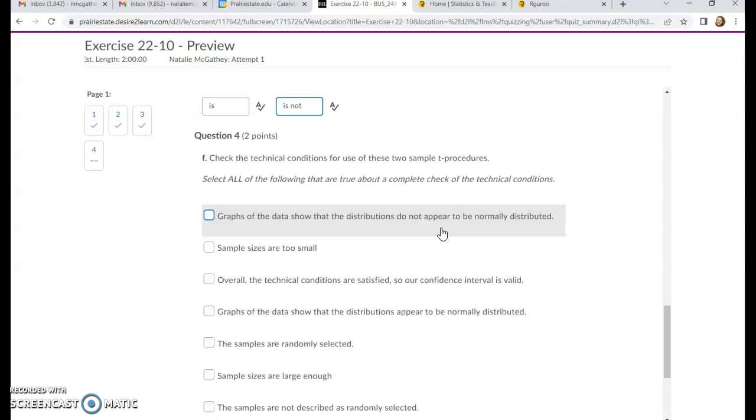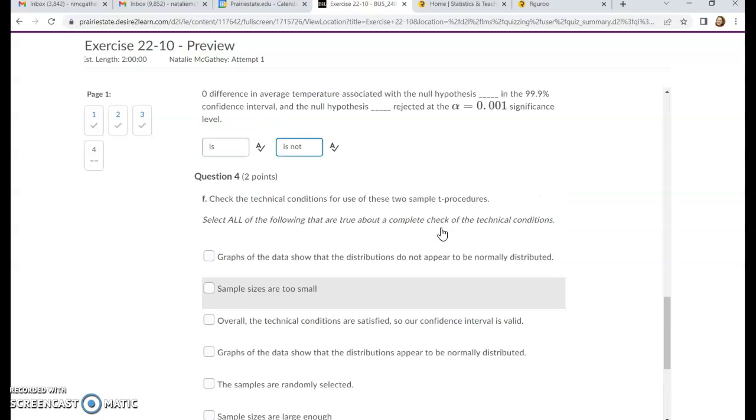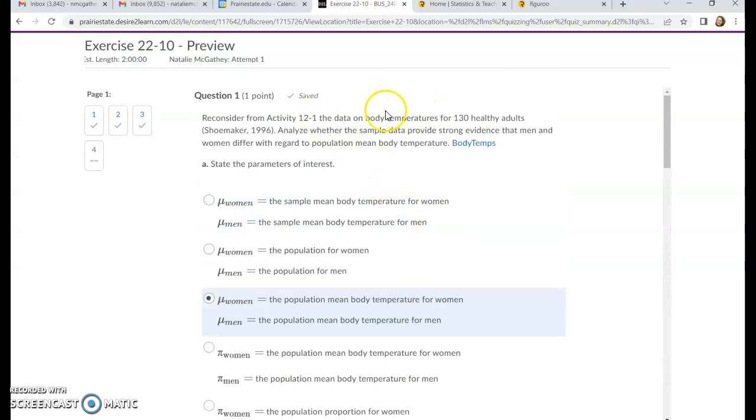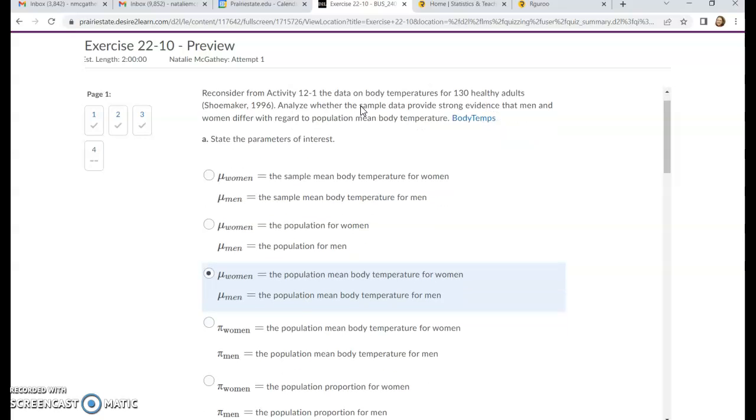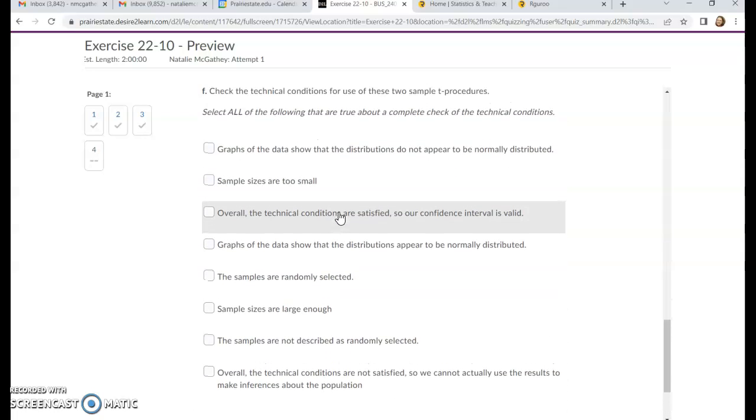All right, let's go ahead and check those technical conditions. We need to make sure that it was a random sample of healthy adults, and that we have more than 30 in each population. So we got 130 healthy adults, and there are more than 30 women and more than 30 men. It does not say that these healthy adults were randomly selected. So I don't think these technical conditions are satisfied.